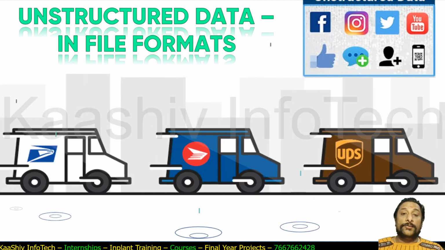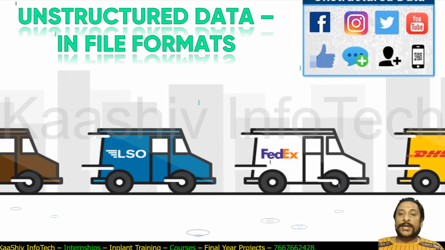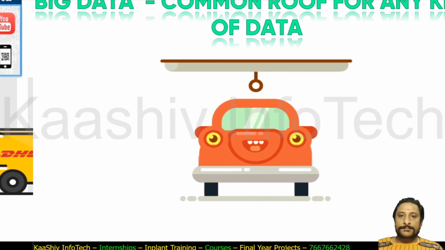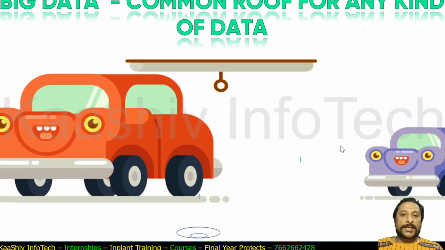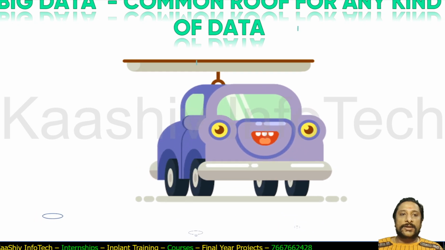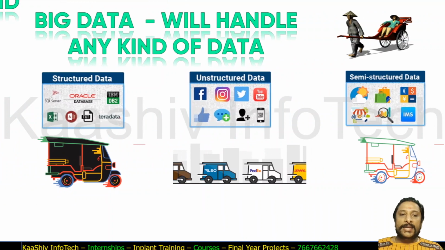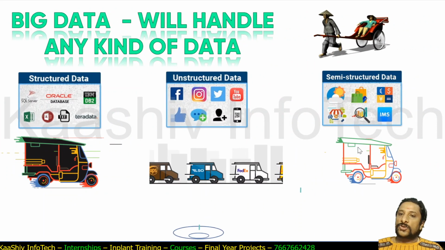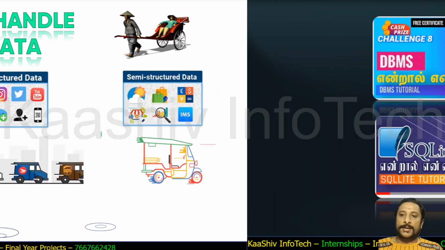Big data will be handling the structured, unstructured, and also semi-structured data. Big data is the one which will take care of storing all kinds of data, like a common roof for any kind of data. As I told you, big data will handle any kind of data, whether structured, unstructured, or semi-structured. It will handle everything. That is the advantage of big data.